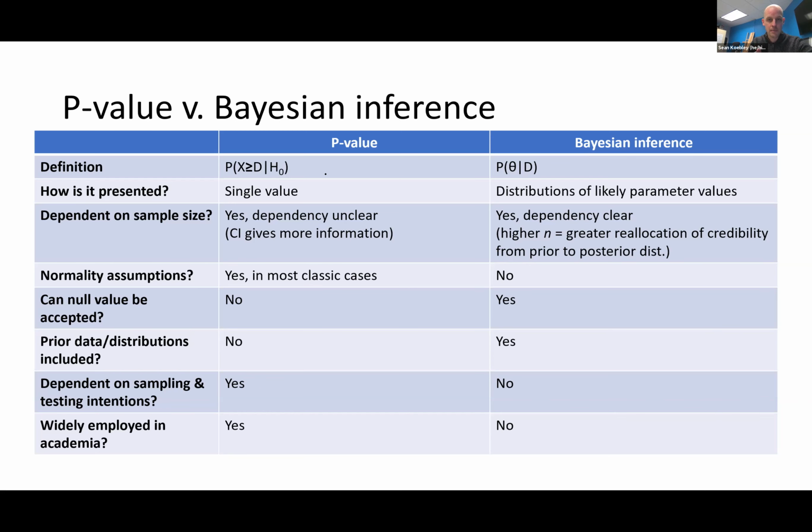Can the null value be accepted? Yes, it can with Bayesian inference. Prior data, yes, you can do with Bayesian inference. Dependent on sampling, no, not with Bayesian inference. Widely employed in academia, not yet. So that's where we are.